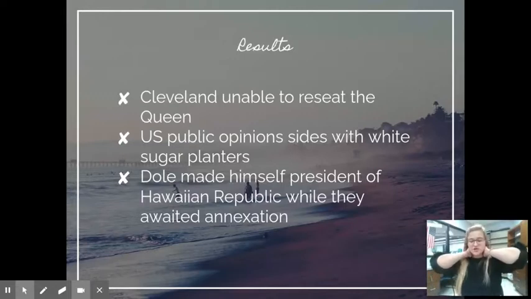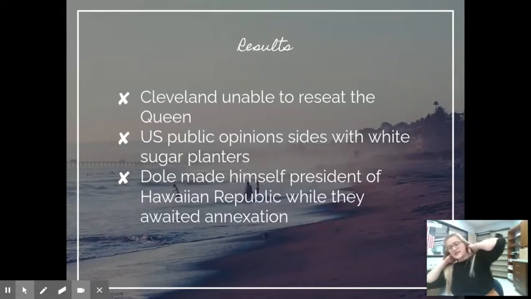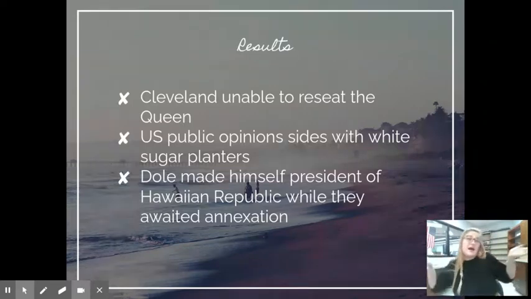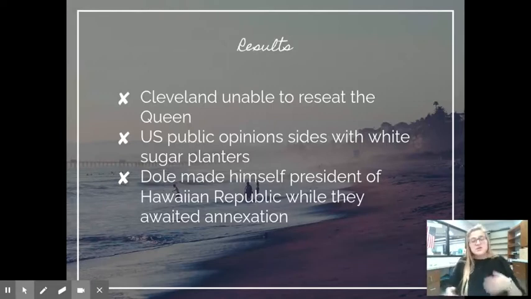For 3 years, it's the idea of should U.S. citizens and should the government side with the U.S. sugar planters, or should they allow Hawaii to be Hawaii? And Dole, this white sugar planter, is just like, I'm in charge of Hawaii now. Here I am. I overthrew the queen. And it will spark this bigger debate of imperialism. Should we do this? Why are we doing this? What are the motives? What are the tactics behind imperialism?